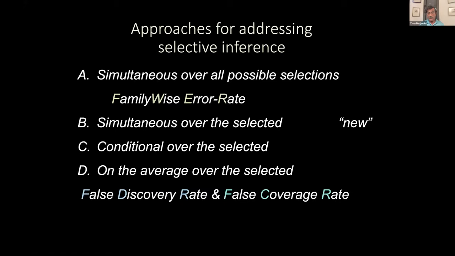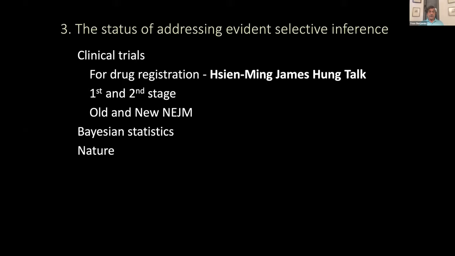What is the status of addressing evident selective inference in clinical trials? Well, for drug registration, we'll have the third talk today, where speaker James Hung will speak about it for FDA approval and so on. I will talk about the first and second stage and about what's going on in the New England Journal of Medicine. I'll mention Bayesian statistics and end up with Nature's attitudes to the problem.